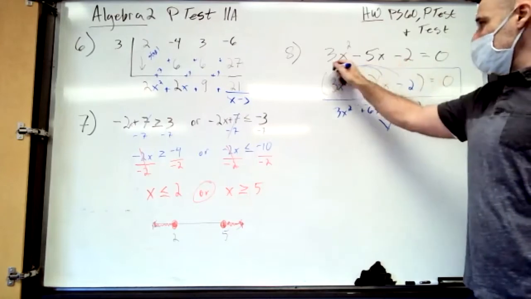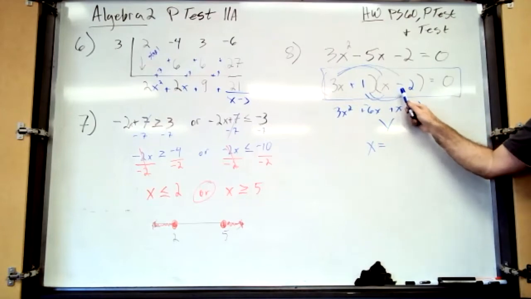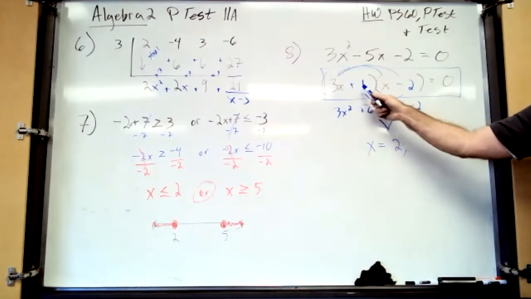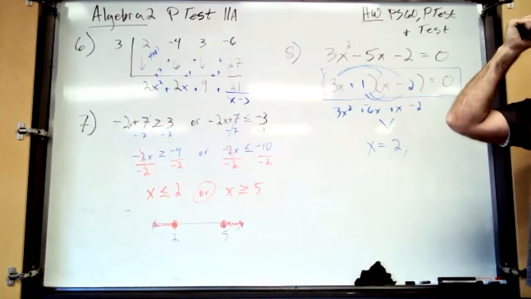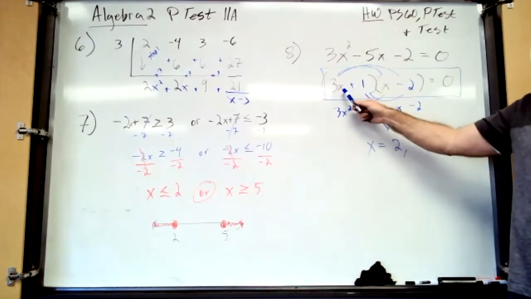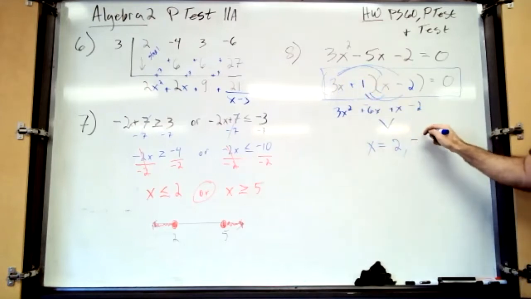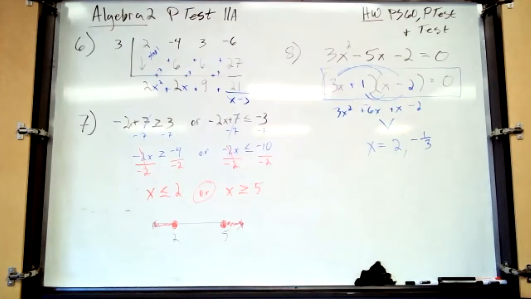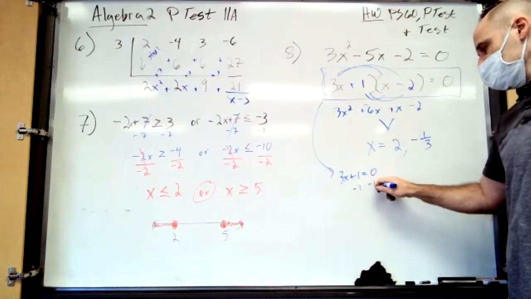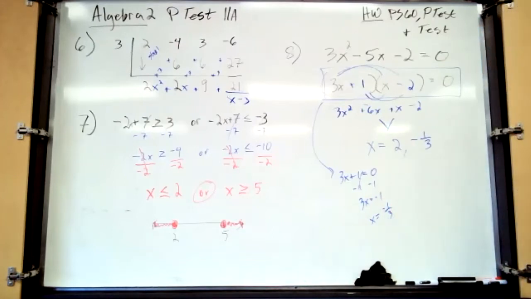So what x's will make this 0? Let's start with this one. What x will make this 0? +2. What x will make this 0? What do you multiply by 3, add 1 to get 0? Negative. So if it's -1, you'll get a -3 plus 1. So what will make this -1? -1/3. If that's confusing for you, just set this to 0. 3x plus 1 equals 0. Solve for x. 3x equals -1. Divide both sides by 3, and you got your answer.